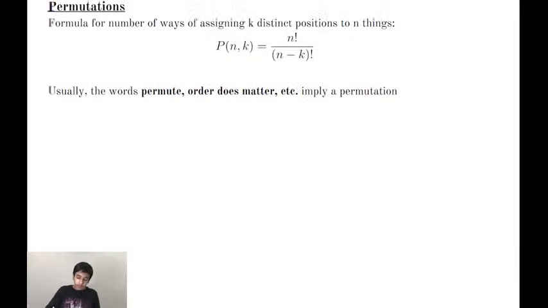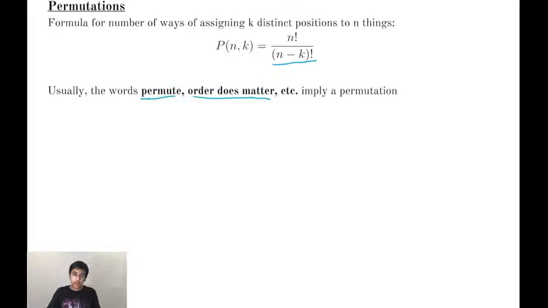Okay, so now let's take a look at permutations. The formula for the number of ways of assigning k positions to n distinct things is n factorial over n minus k factorial. And as we'll discuss in the next slide, usually the words permute or order matters, etc. imply a permutation.